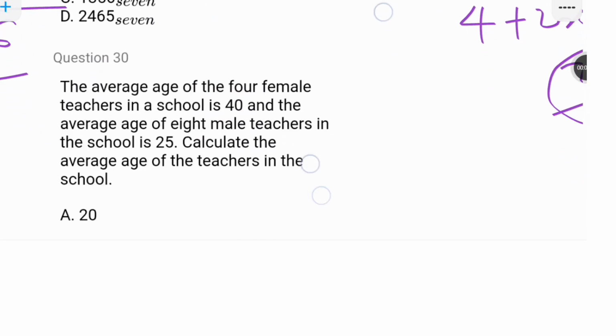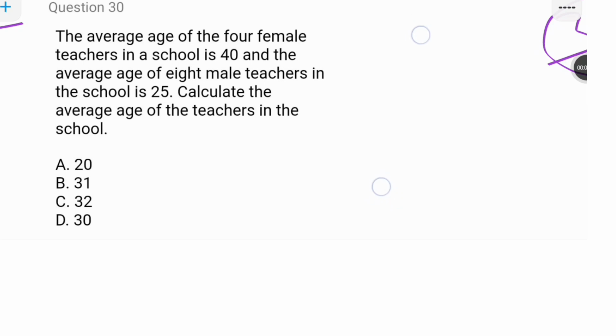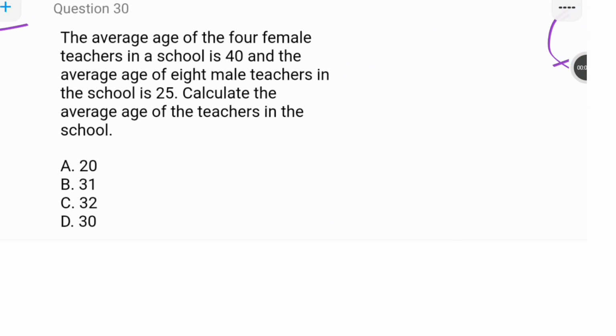Okay, let's go. So the next one is the average age of 4 female teachers in a school is 40, and the average age of 8 male teachers is 25. And we are to find the average age of all the teachers in the school. So what's the formula for average? Average is total, that's T, divided by the number of people in that particular group, that's N, the count.